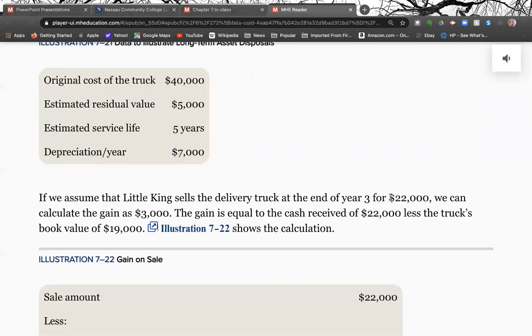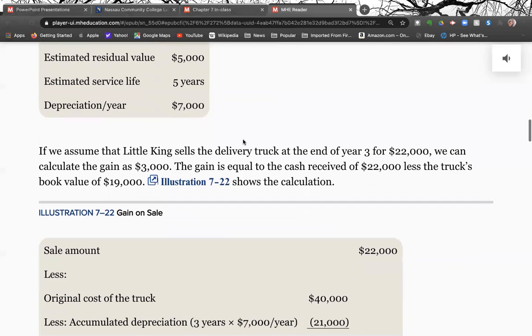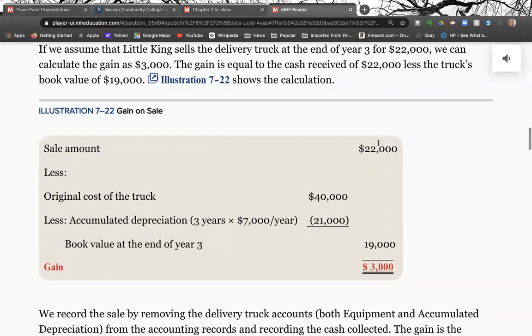What would happen? Well, we know we would debit cash for $22,000. We know that we would credit equipment for $40,000. What's the accumulated depreciation after 3 years? 7 times 3 is 21. I would debit accumulated depreciation for 21. What's the book value after 3 years? 40,000 minus 21 is 19. So if the book value is 19 and I'm selling it for 22, that means I had a gain of 3, right?